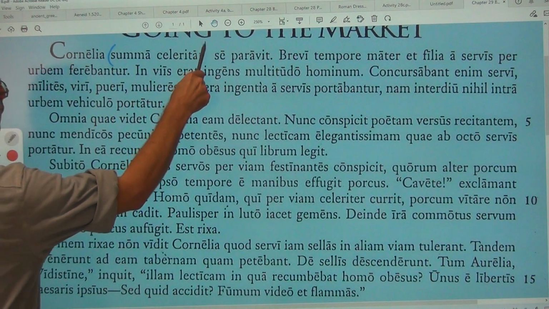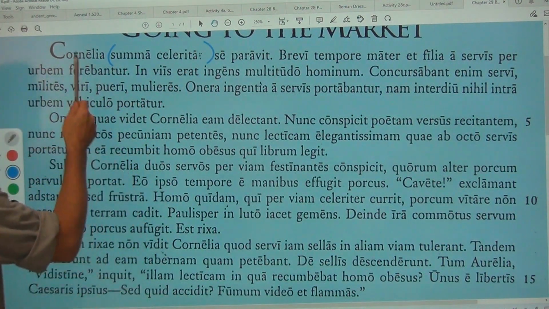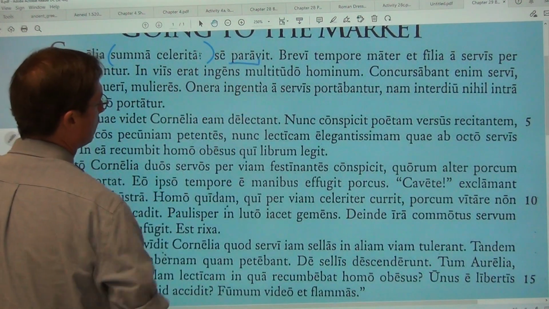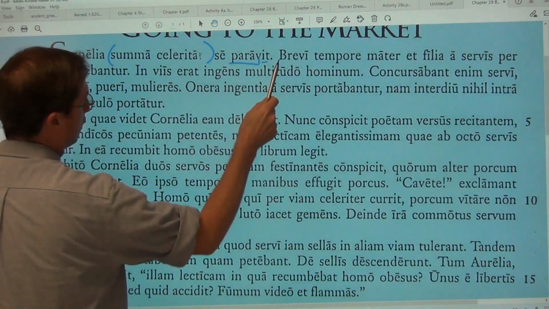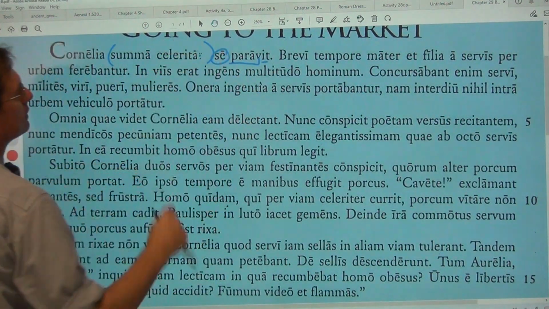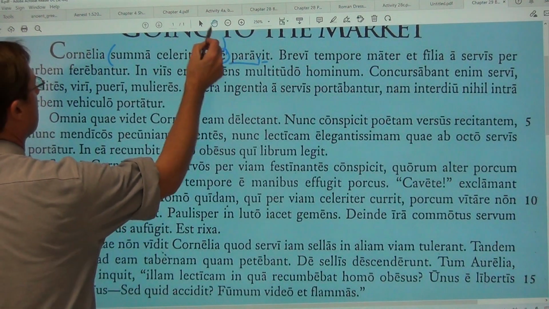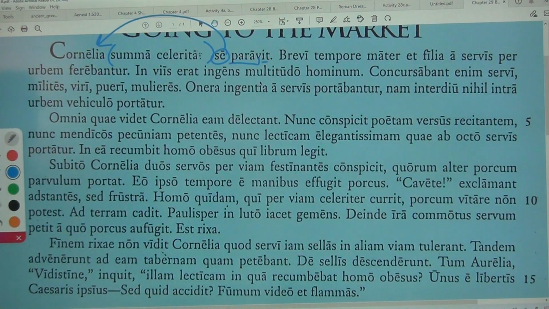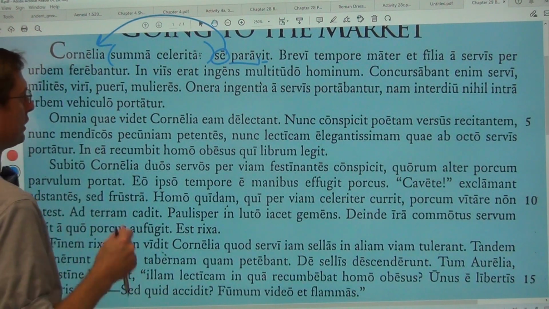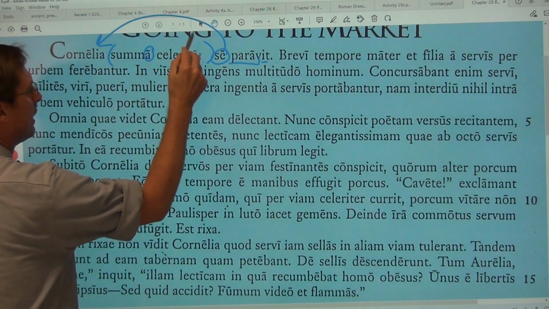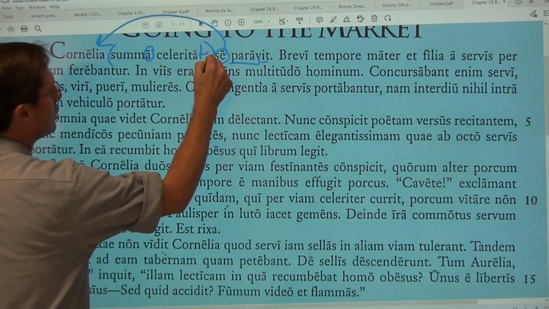Cornelia summa celeritate se paravit. Cornelia did prepare, has prepared, with perfect stem and a perfect ending. And se, of course, is the reflexive pronoun sui, sibi, se, the accusative form. And so it's either going to be himself, herself, itself, or themselves. And you know the translation because reflexives reflect back onto the subject. So since Cornelia is she, she prepared herself, ablative of manner, with the greatest speed.